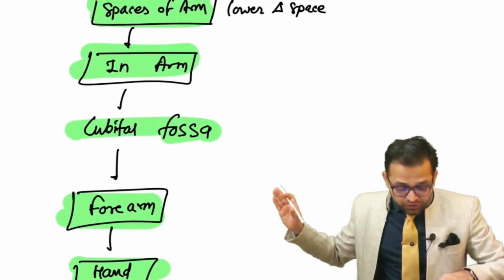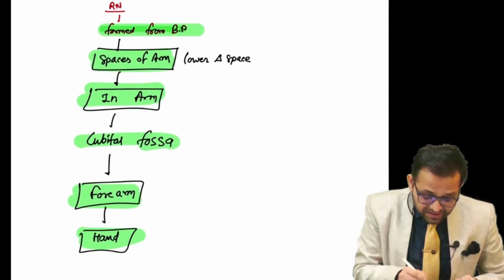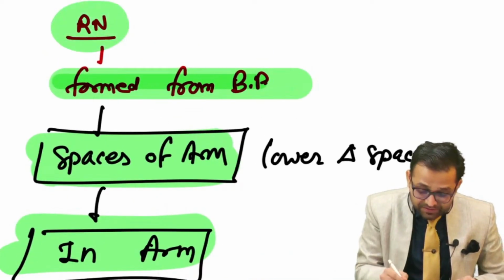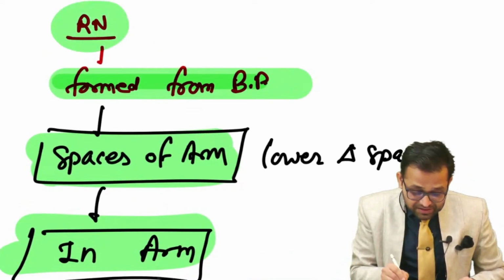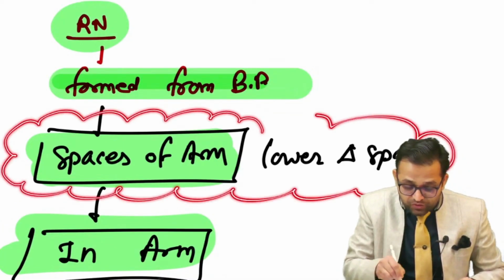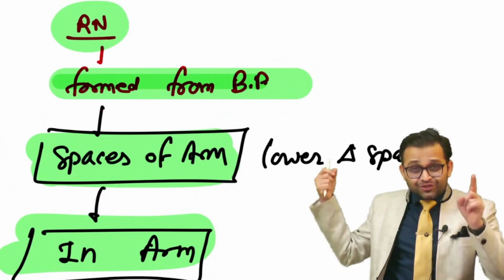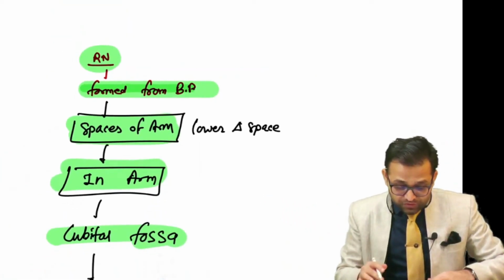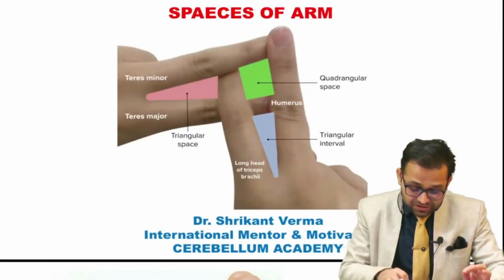During this time, I told you that this radial nerve, one quick revision, is running in the spaces of arm. I told you it is running in the lower triangular space. So we are going through these spaces of arm in this topic.